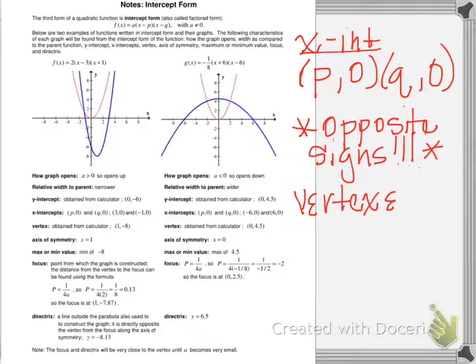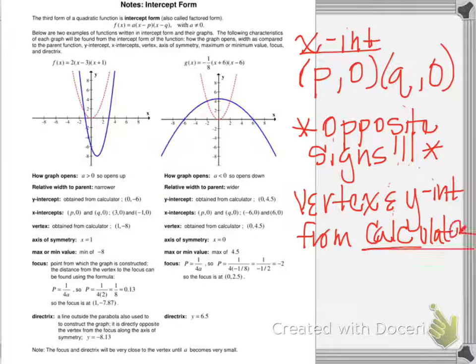Also, from this form, you've got to use your calculator to get your vertex and your y-intercept. But that's easy. Your vertex you get by going to second trace, min or max depending on your graph, and then doing your left-right bounds, and then your guess in the middle. For your y-intercept, you use your second trace menu as well, but you go to number 1 and enter a value of 0 and hit enter, and that will give you your y-intercept. Very easy.